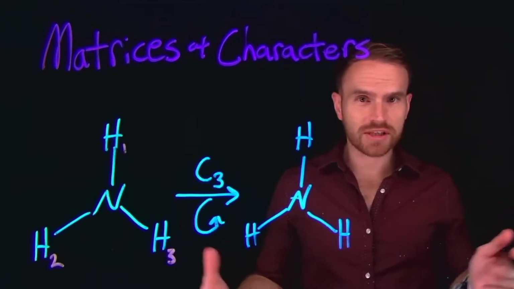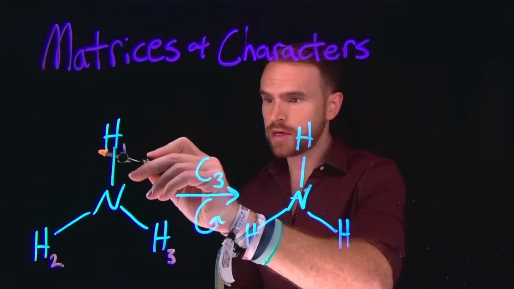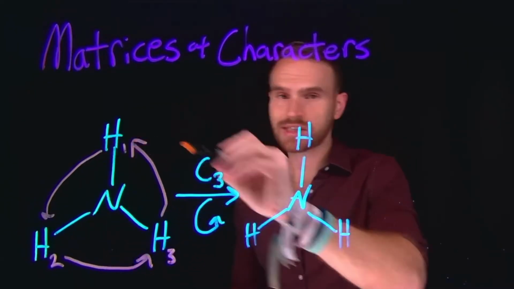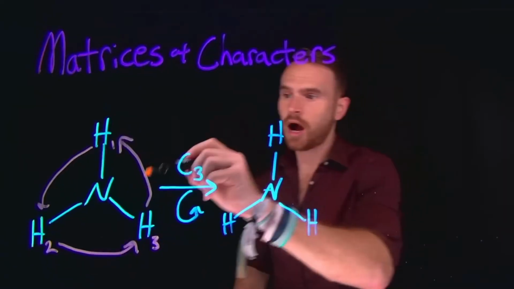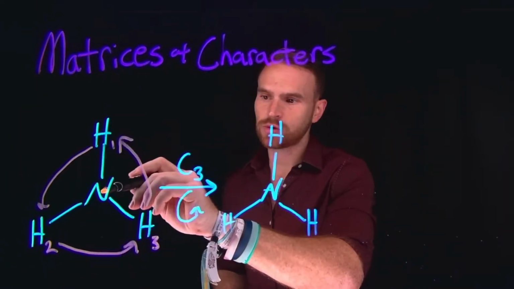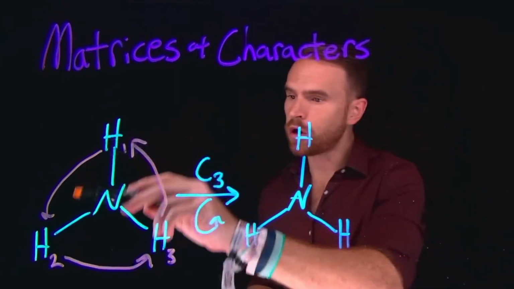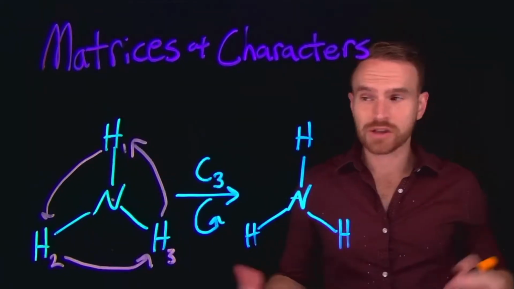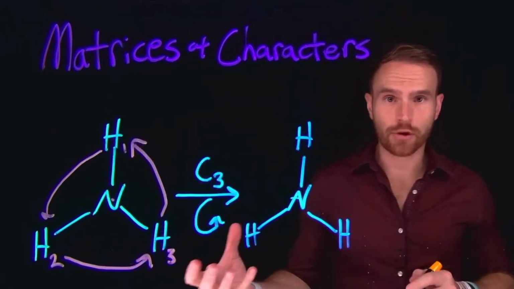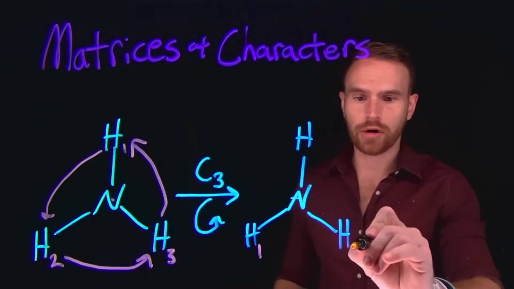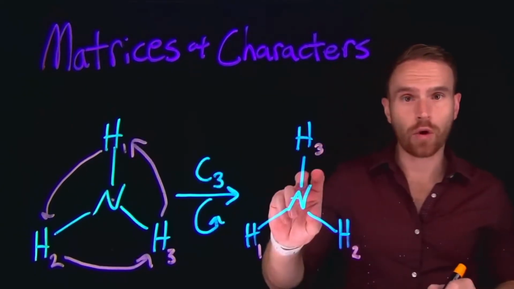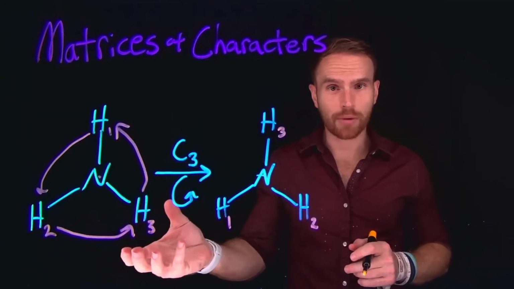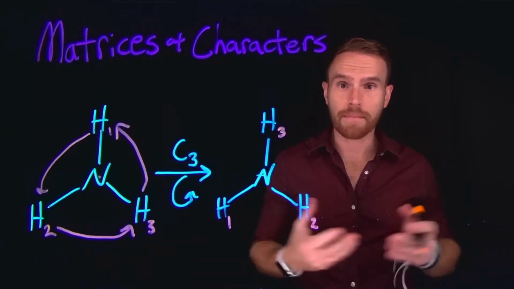Recall that one of those symmetry operations was a C3 rotation where you rotate 360 degrees divided by 3, which is 120 degrees, around an axis. In this case, the axis would be going through the nitrogen atom, and you do a 120-degree rotation, which moves the positions of these hydrogens. So I've placed 1, 2, and 3 at their original positions, and now they become 1, 2, and 3 following that 120-degree rotation. Now, importantly, that transformation or that symmetry operation actually corresponds to some sort of mathematical operation.